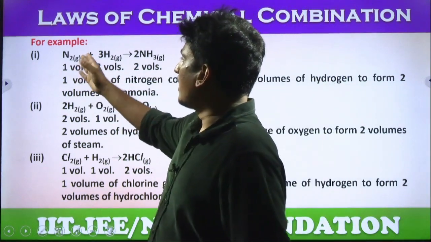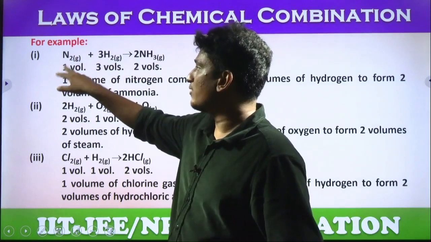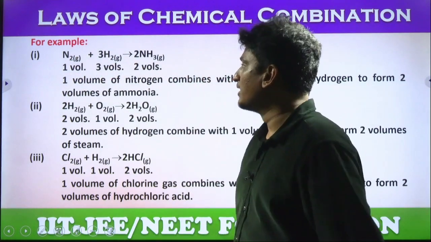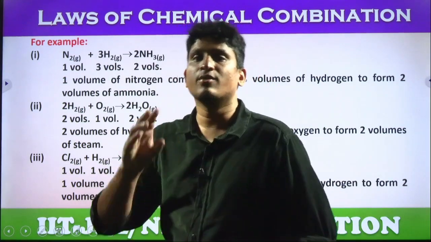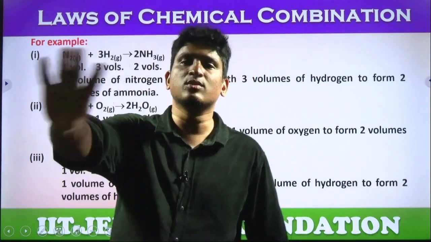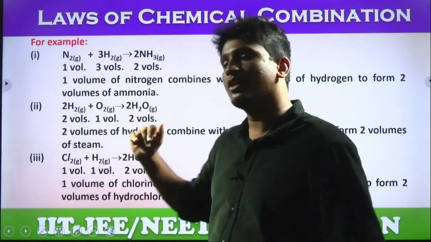N2 plus 3H2 gives rise to 2NH3. So how many volumes here? One volume of N2 is combining with 3 volumes of H2 and produces how many volumes of ammonia? 2 volumes of ammonia. Volumes means nothing but moles only, in general. Volume is directly proportional to the number of moles, which is the coming law, Avogadro's law.